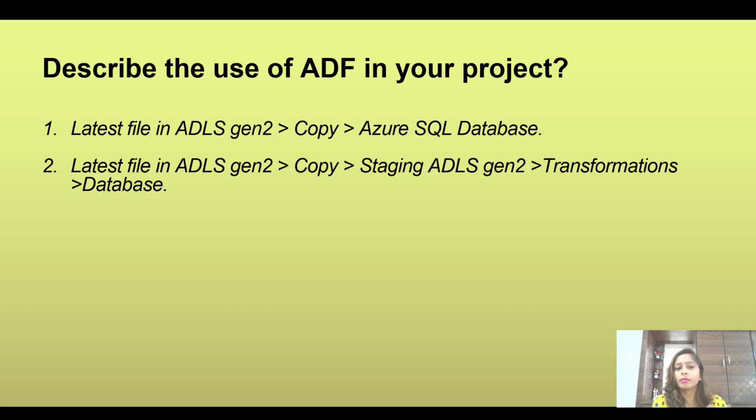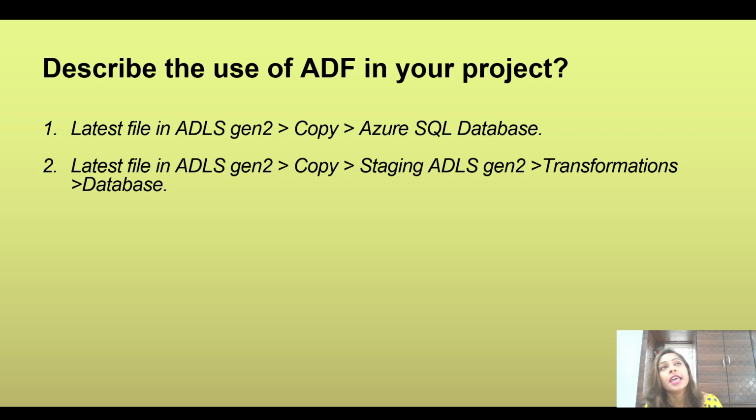Then the second option is that you had files coming in from ADLS Gen 2, and then you were copying them to some other data lake, let's say. You can say that I was copying it into a staging layer, and then from the staging layer we were taking up the files, doing transformations on them, and then loading them to a database. Now you can explain a lot of things here.